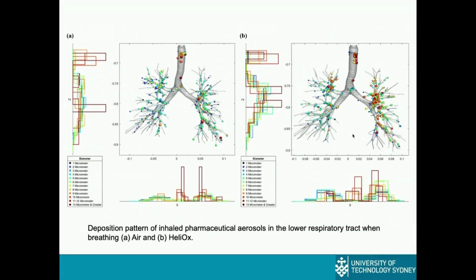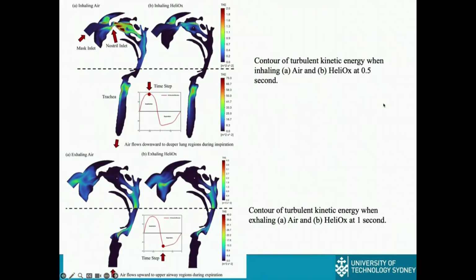So here you can see on the left side is the air. You can see some of the particles are depositing here. Larger particles are also going to the deeper airways, but they actually deposit in the back of this, so you cannot see it. It is depositing here somewhere. But when you use Helox, it is going to the deeper airways.